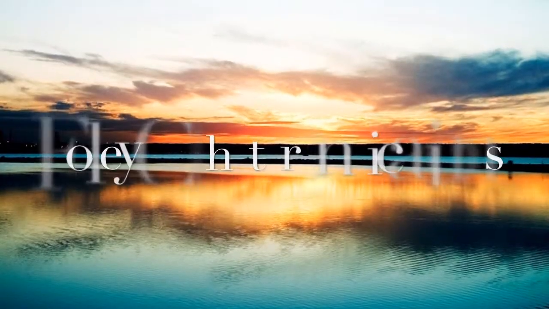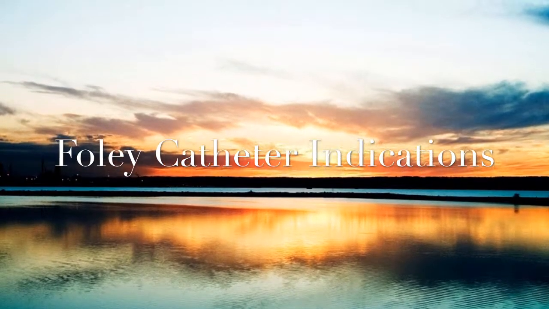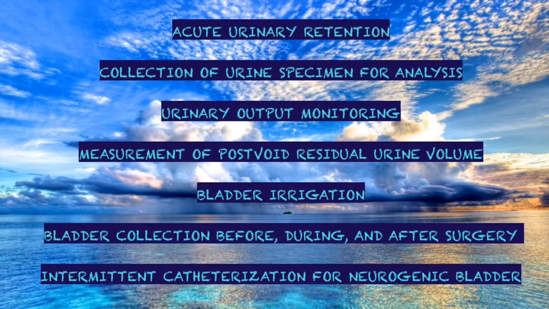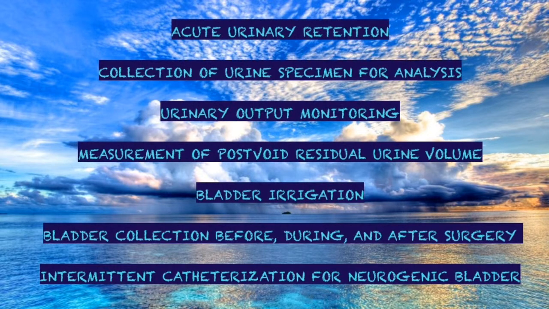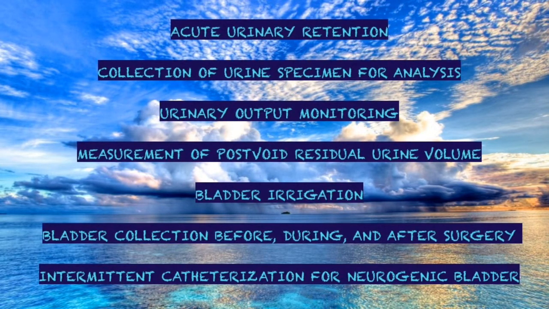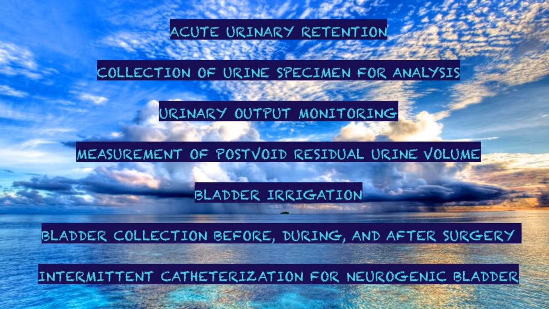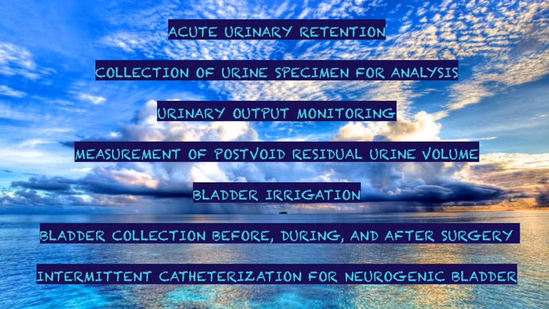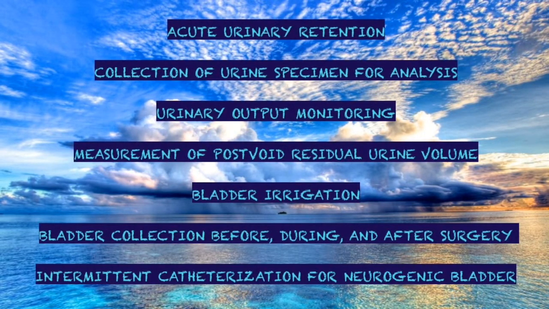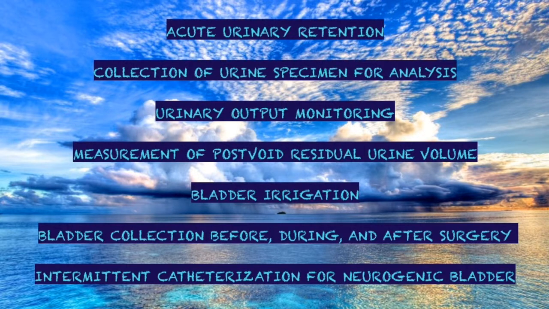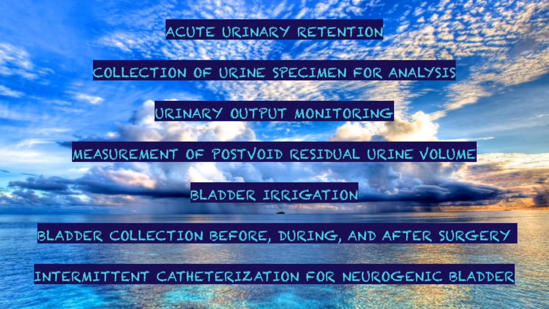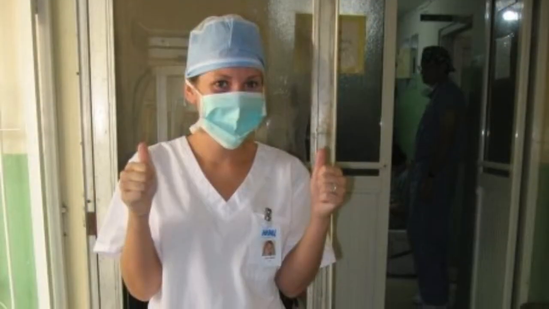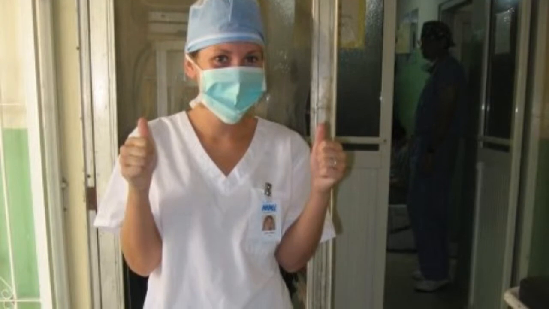Foley catheter. Indications include, but are not limited to, acute urinary retention, collection of uncontaminated urine, diagnostic studies of the lower urinary tract, monitoring of urinary output, measurement of post-void residual urine volume, irrigation of the bladder, surgery on the urinary tract or adjacent structures, bladder drainage during and after surgical procedures requiring anesthetics, and last, intermittent catheterizations for neurogenic bladder.